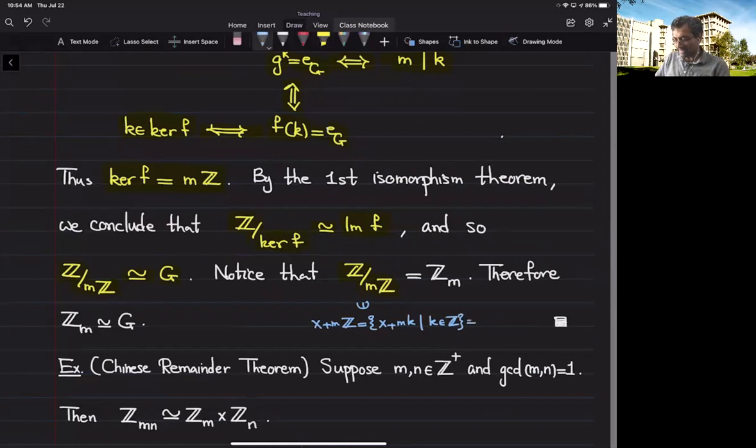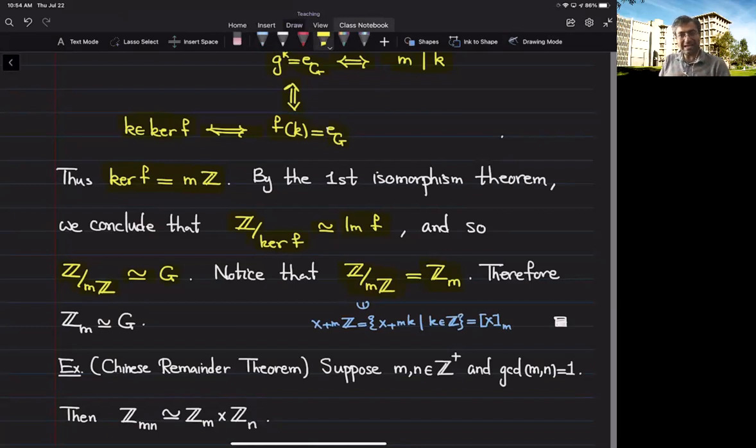And this is precisely the residue class of x modulo m. So we see that the set of all the left cosets of mZ is precisely the set of all the residue classes modulo m. Therefore, the quotient of Z by mZ is equal to the set of the integers modulo m. And they are the same groups.